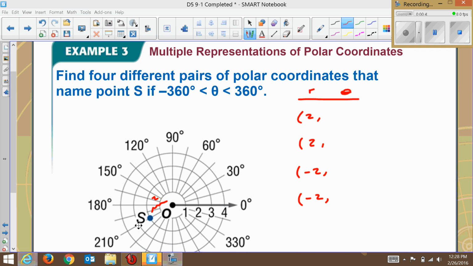It looks like it's 210 degrees. So the first way is just the standard, right there. It's 210 degrees. And now to find the others.